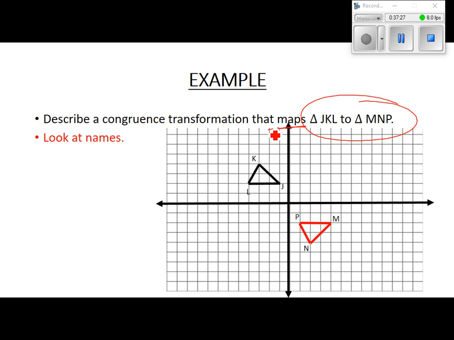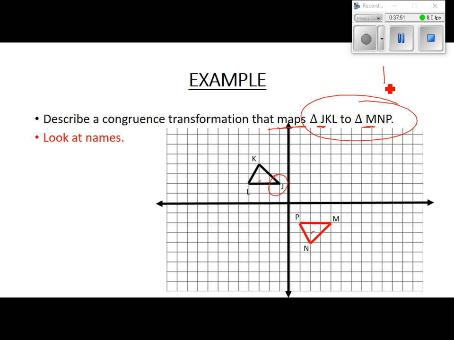So we want to move this black shape so that it matches up to that red shape. What moves do we have to make? That's what it's asking. Now when you look at these names, angle J in the black shape, this angle right here, it's got to match up with what angle in the red one? Does everybody understand that? You look right here at the names and it's going to tell you.